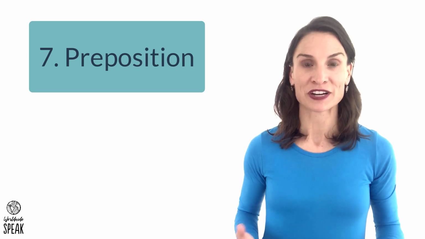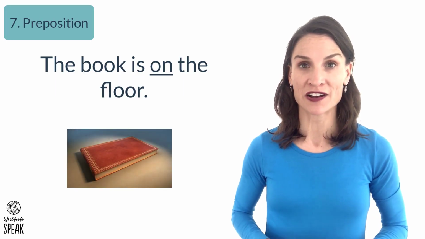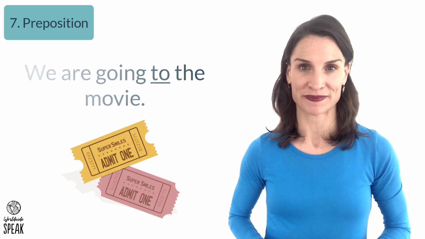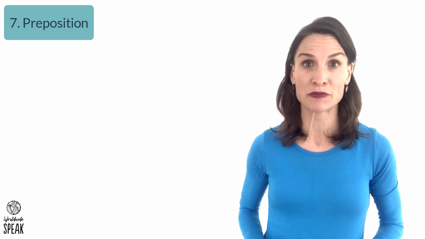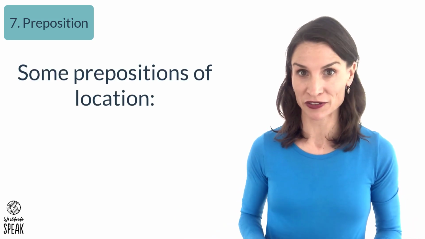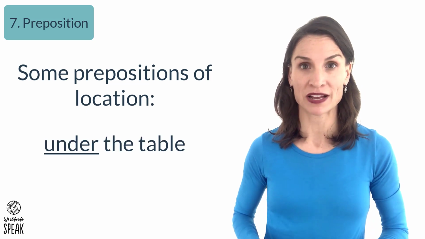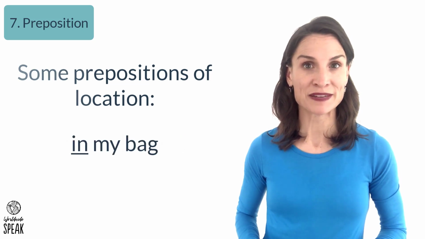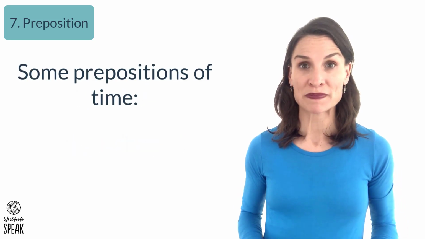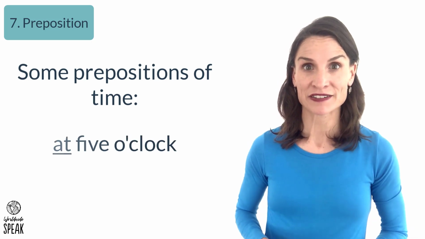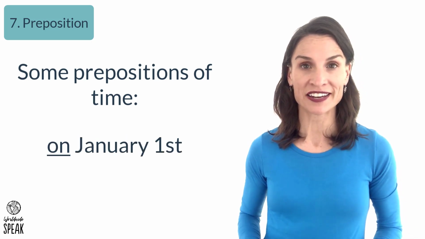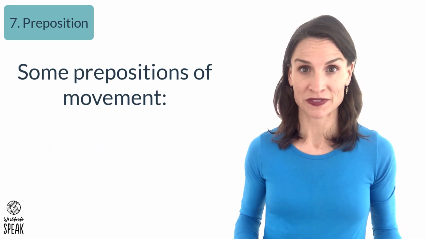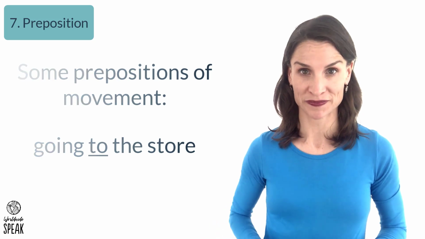Number 7, prepositions. For example, the book is on the floor. We are going to the movie. Some very common prepositions are prepositions of location. For example, under the table, next to the wall, in my bag. And prepositions of time, at 5 o'clock, on January 1st. Also prepositions of movement, going to the store.